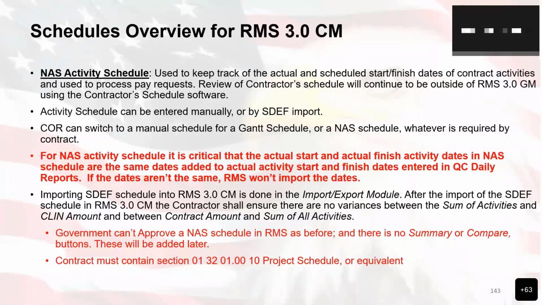So the NAS activity schedule is used to keep track of the actual and scheduled start-finish dates of contract activities, and used to process pay requests. Our review of the contractor's schedule will continue to be outside of RMS 3.0 government mode, using contractor schedule software. So if they have a more advanced schedule, they'll be using some type of scheduling software like Primavera. Back in the day, they used to use things like Aldegraph, PPMS 80, and things like that. Some even use Microsoft Project, but for the most part, I think Primavera is pretty much industry standard now.